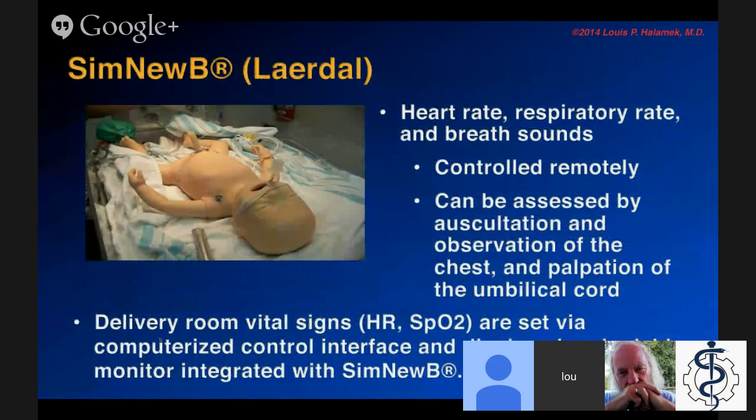The mannequin that we use is made by a company called Laerdal, and it's the Sim Newbie mannequin. Again, going back to how we can standardize things, the vital signs that a team could assess for the infant are all kept the same. The heart rate, the respiratory rate, and the breath sounds can all be controlled remotely. The team can always auscultate and observe the chest in the same manner for every scenario to look for breath sounds and chest rise and to listen for a heart rate. They can also palpate the stump of the umbilical cord to feel for heart rate. And as I mentioned, we can display the same vital signs in the delivery room as we would in the real clinical environment.